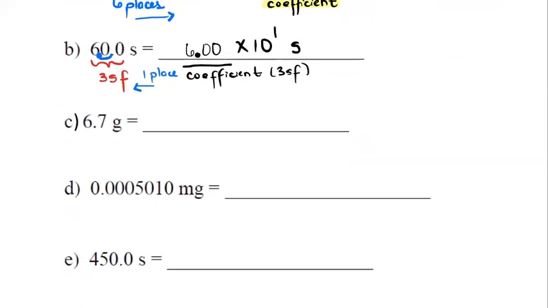Now, as practice, I will give you guys 2 minutes. Let's do specifically letter C, D, and E. So I'll give you guys 2 minutes. Let's do.